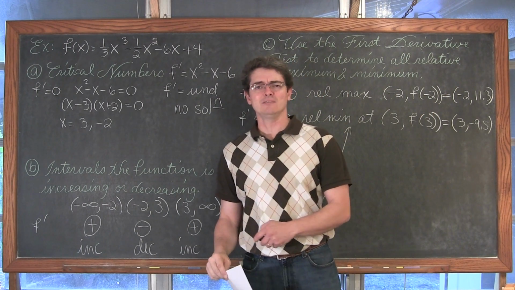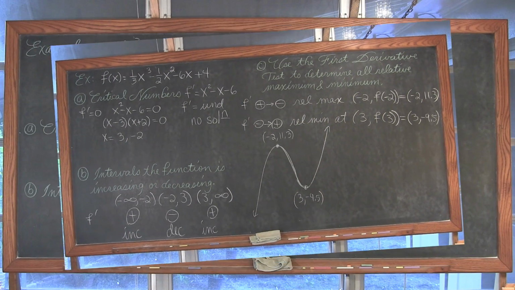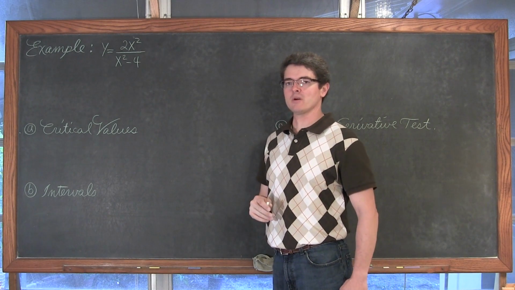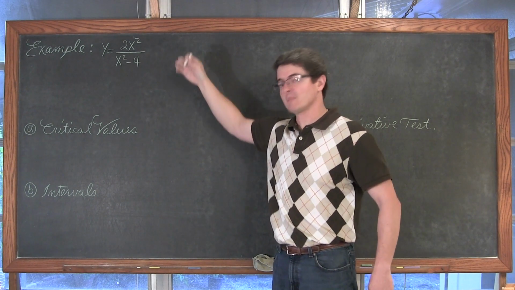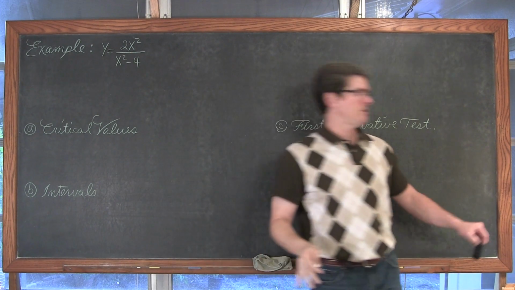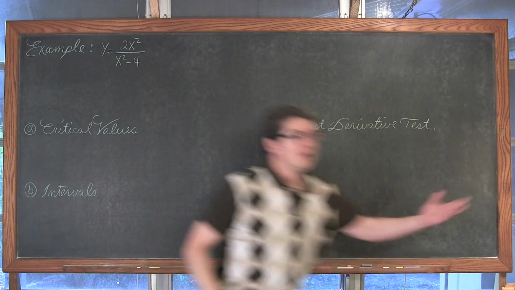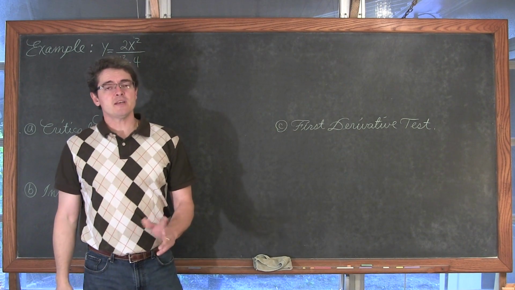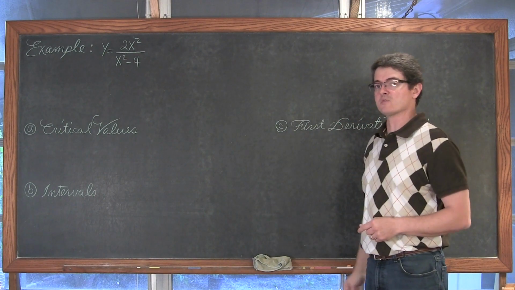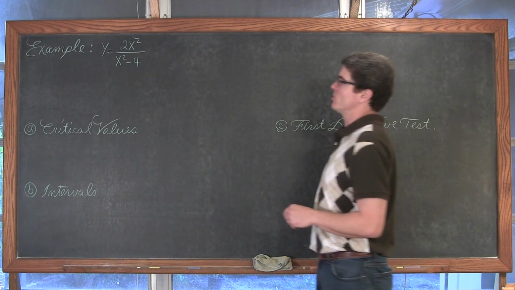Next example! Y equals 2x squared over x squared minus 4, a quotient. So a little bit more work to find the derivative. Same thing though, find the critical values, find the intervals of increasing and decreasing. Use the first derivative test to find the relative max and mins. And I'll finish with the sketch of this graph as well. Do a little better job of it than the last one.